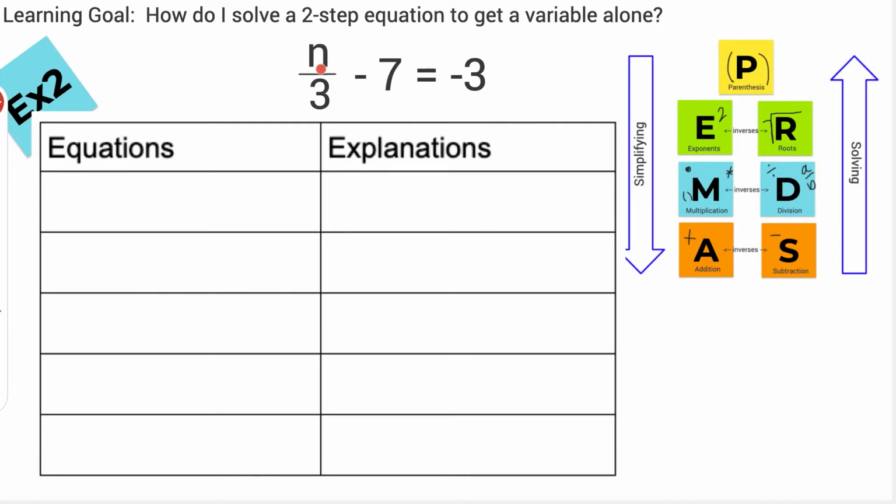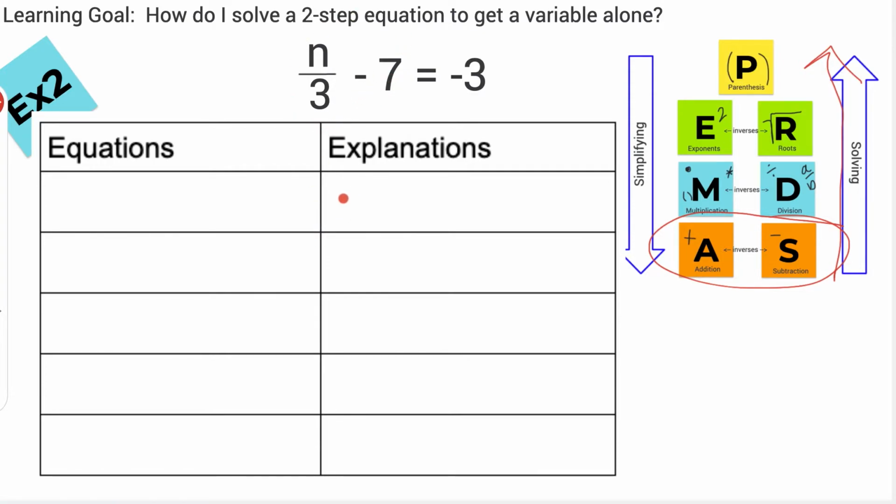All right, n divided by 3 minus 7 equals negative 3. Here's my variable. I'm going to have to get rid of the divided by 3. I'm also going to have to get rid of the minus 7. Order matters. When we solve, we do order of operations in reverse. So I'm going to start down here and deal with any addition or subtraction on the same side of my equal sign as the variable. And I see this minus 7.